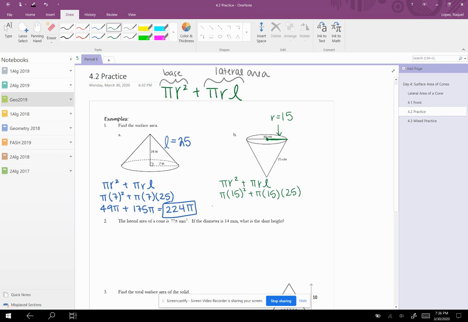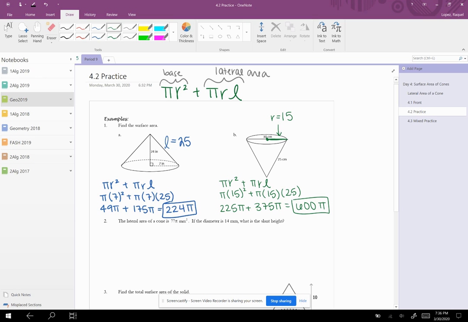Very similar process to the one before. 15 squared is 225 pi. Plus 15 times 25 is 375, so I have 375 pi. And so when I add those two things together, I get a total surface area of 600 pi.